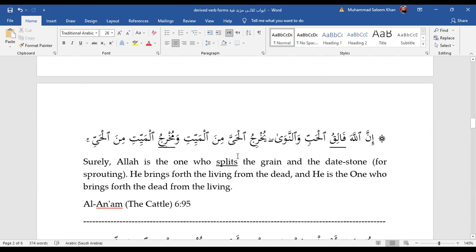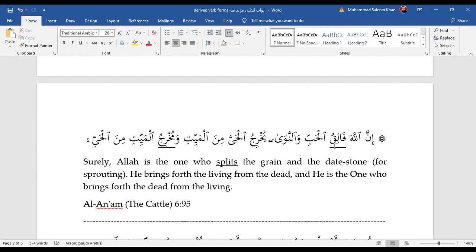Faliq al-habbi wa mukhraj al-mayyit. So please note it down that ismul fa'il also functions as mudaf. Very important information. It is used as mudaf as well, for both. Faliq, which verb form is this? Is it the basic or the derived? Basic, the first form of the verb.